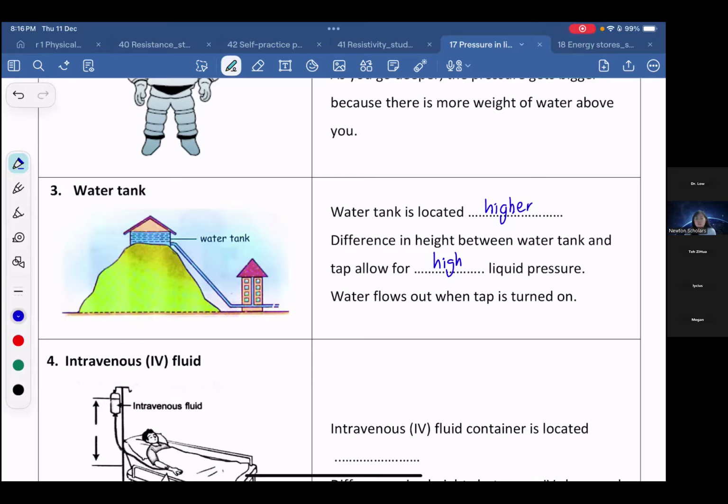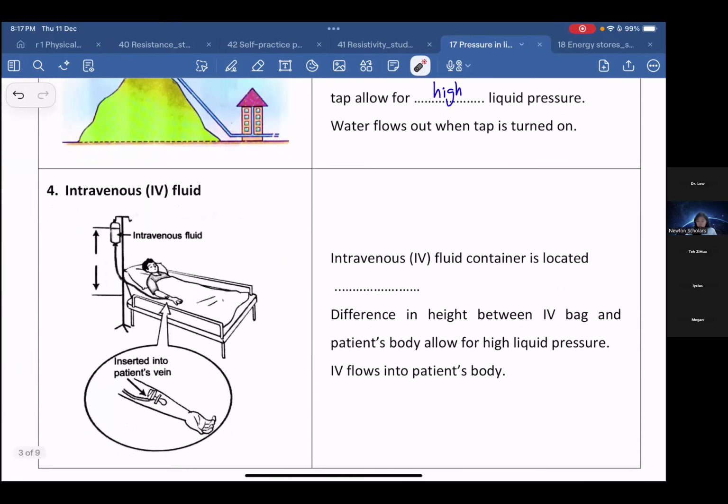So this one, we use the knowledge of liquid pressure to make our life easier. We make the water tank at a higher position so that water can come out with a strong force. Then here, the last case application in our life.